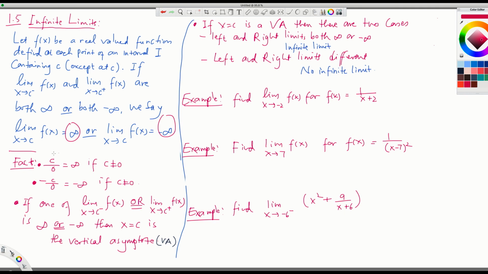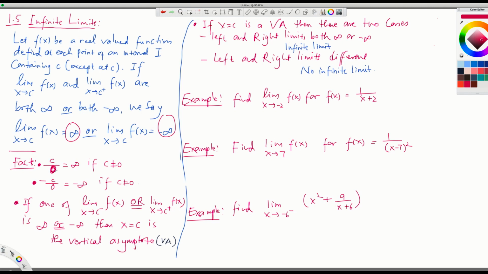But sometimes you get the left limit is positive infinity and the right limit is negative infinity. If you get different infinities, then we say the limit does not exist. Otherwise, if you get the same infinity, positive infinity or negative infinity, from both left and right, then we say that the limit is infinity. Okay, so let us talk about some of the facts.